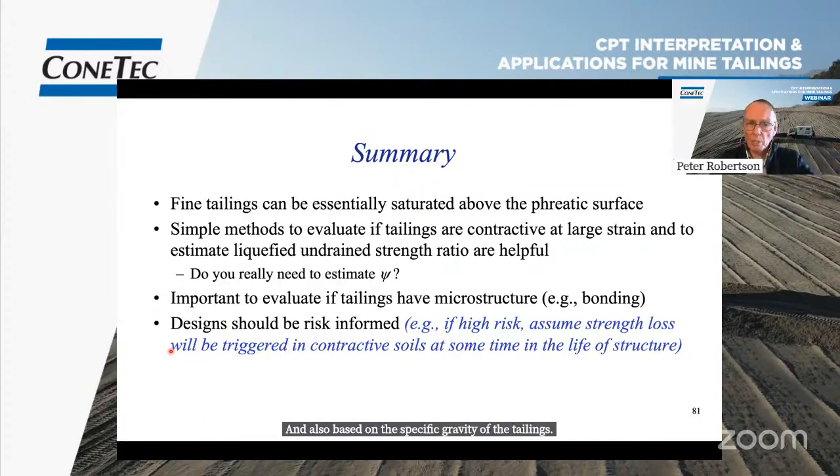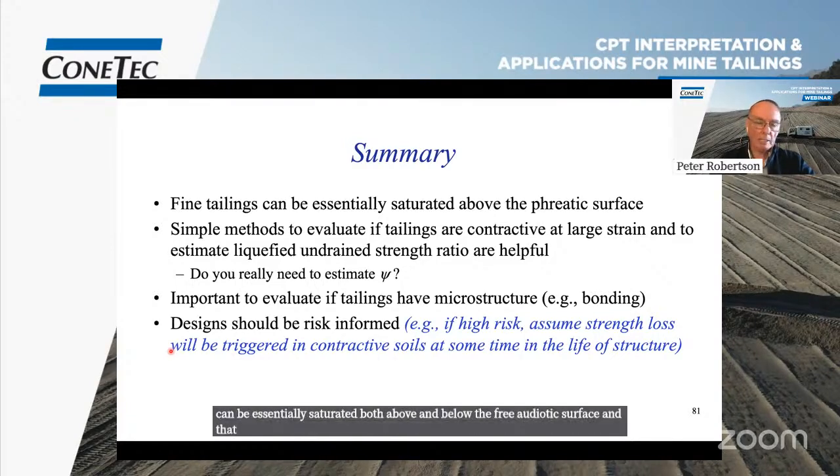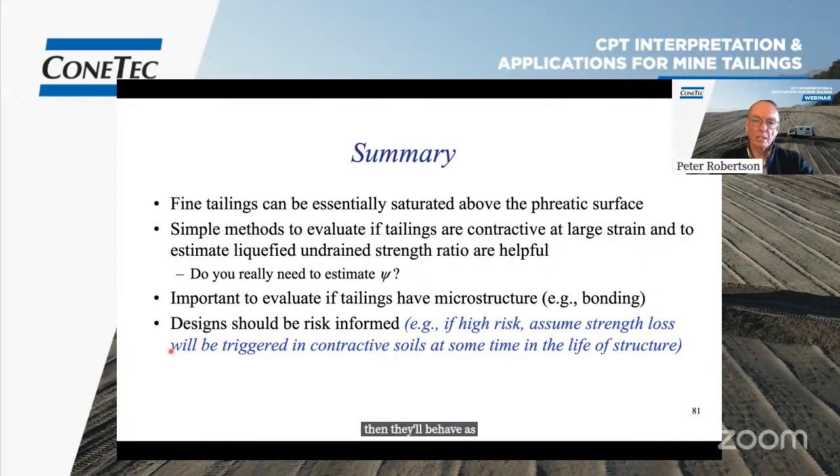So the other thing we notice is that fine tailings can be essentially saturated both above and below the phreatic surface, and that if they're loose and contractive, which most of them are, then they'll behave as if they're fully saturated. So just because you get a low P-wave velocity doesn't mean that they're going to be unsaturated and you can use drained parameters.